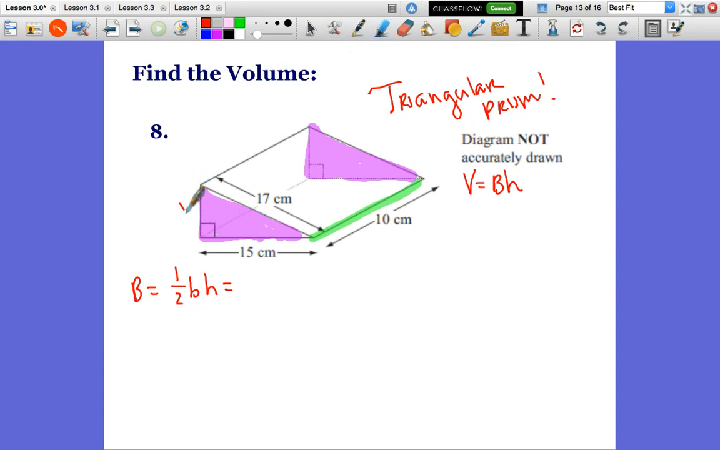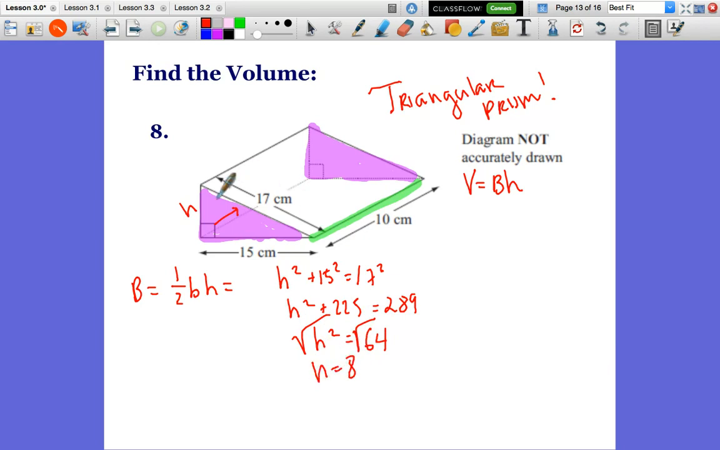So I actually don't have the height of this base, right? That I've got to use Pythagorean theorem again. Height squared plus 15 squared equals 17 squared. Right angle, go across from it. That has to be C in the Pythagorean theorem. That's your hypotenuse. So h squared plus 225 equals 289. When you subtract 225 from both sides, you get 64, sorry. So when we do the square root, we get that the height is 8.